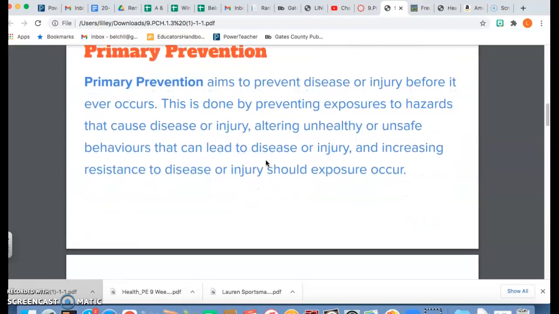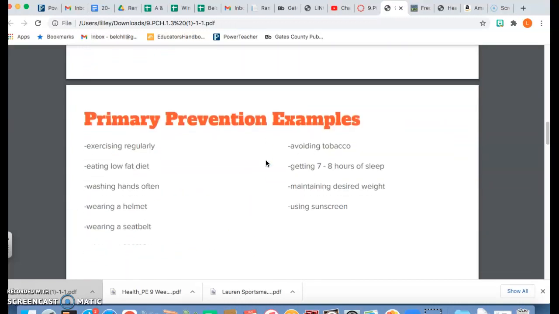So first and foremost, the primary prevention of a disease is to prevent the disease or injury before it occurs. This is done by preventing exposures to a hazard that can cause an injury, altering unhealthy or unsafe behavior that can lead to disease and injury, and increasing resistance to disease and injury if it should occur. So primary examples are getting your exercise regularly, eating a low-fat diet, washing your hands, wearing a seatbelt, wearing a helmet, avoiding tobacco, getting the proper amounts of sleep, 7 to 8 hours, maintaining your desired weight, and using sunscreen.